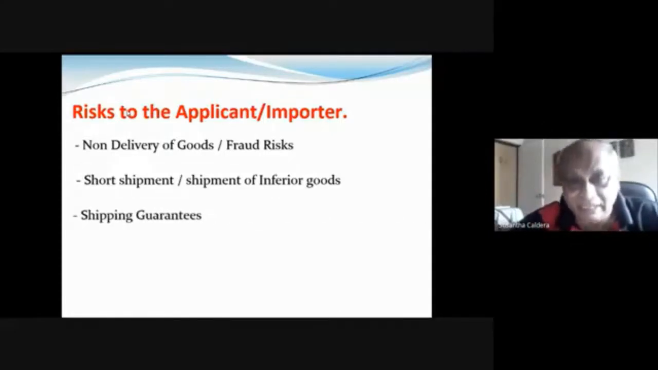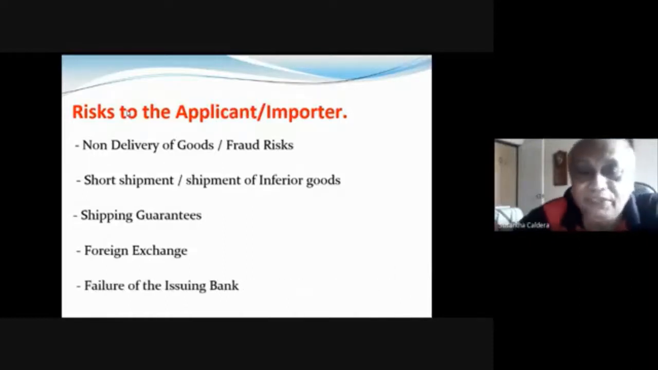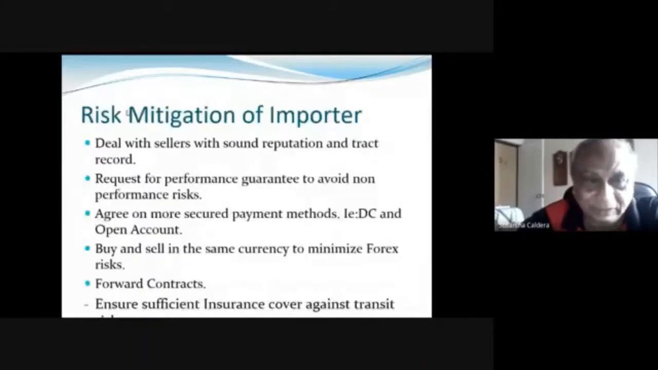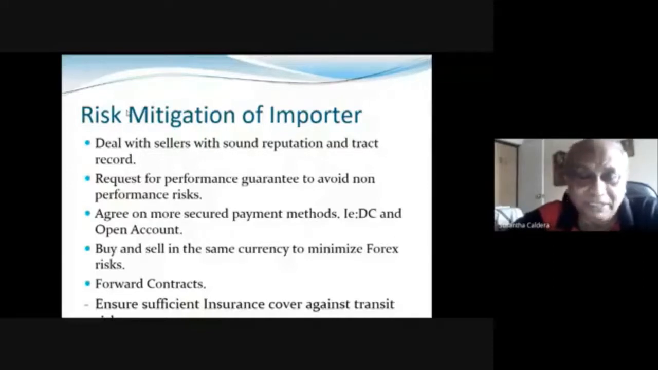Shipping guarantees again, right? Foreign exchange risk, a fluctuation of foreign exchange rates. Okay. Failure of the issuing bank. Risk mitigation for the importer: deal with sellers with sound reputation and track record. Request performance guarantees to avoid non-performance risk. Only tell me if you don't understand these. Once I explain them, you will understand.